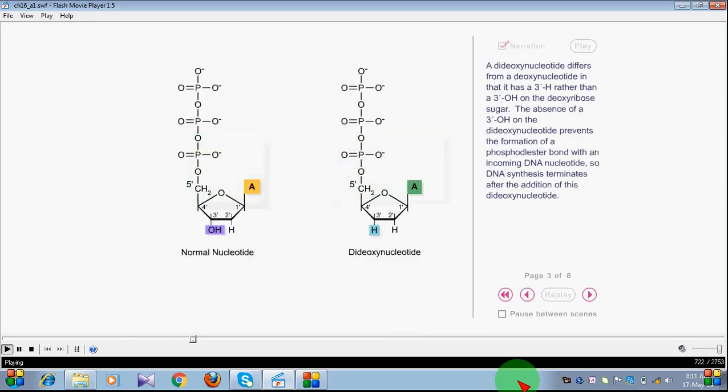Dideoxynucleotide differs from a deoxynucleotide in that it has a 3' hydrogen rather than a 3' hydroxyl on the deoxyribose sugar. The absence of a 3' hydroxyl on the dideoxynucleotide prevents the formation of a phosphodiester bond with an incoming DNA nucleotide, so DNA synthesis terminates after the addition of this dideoxynucleotide.